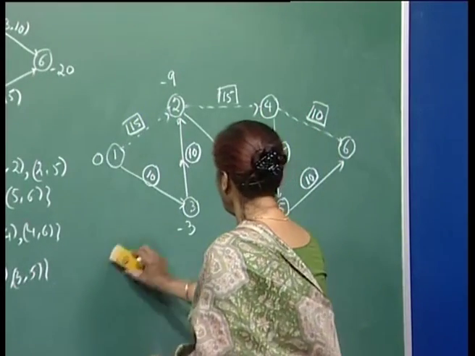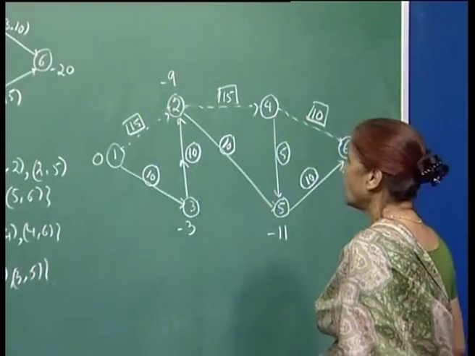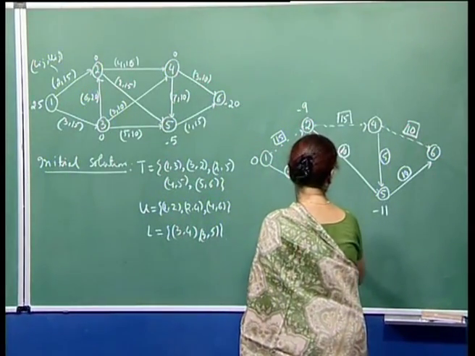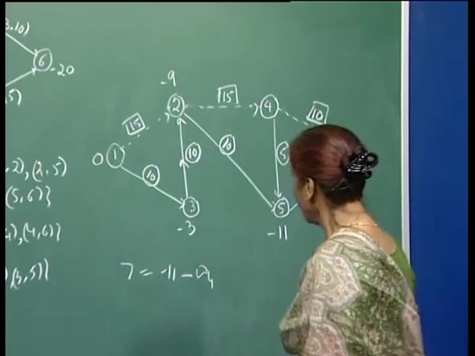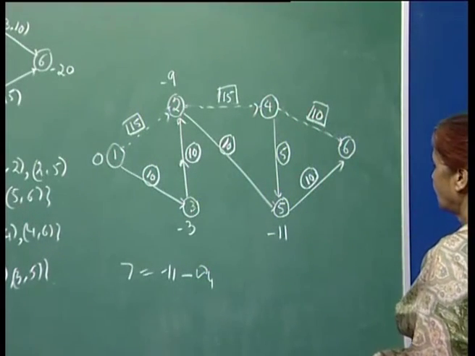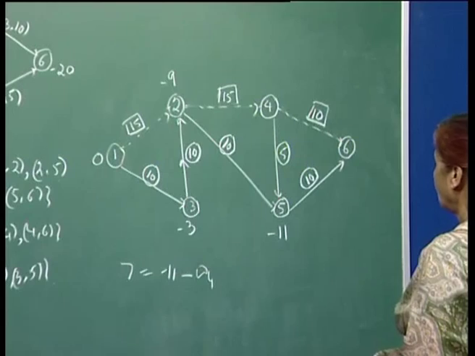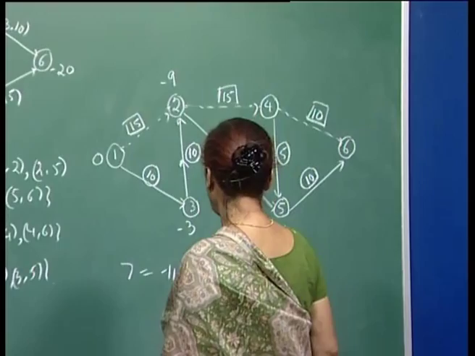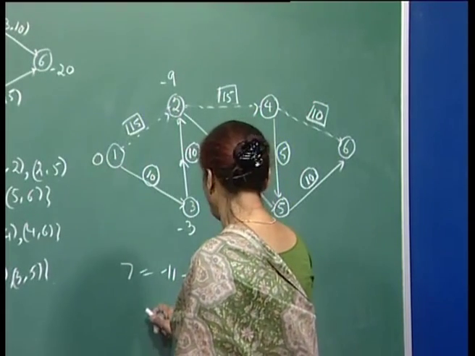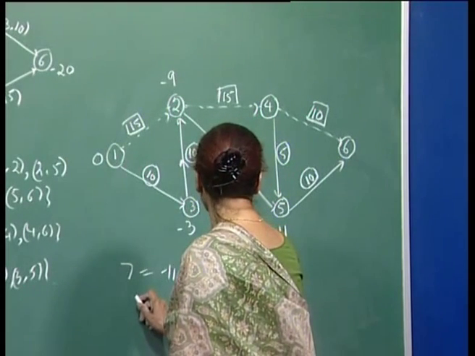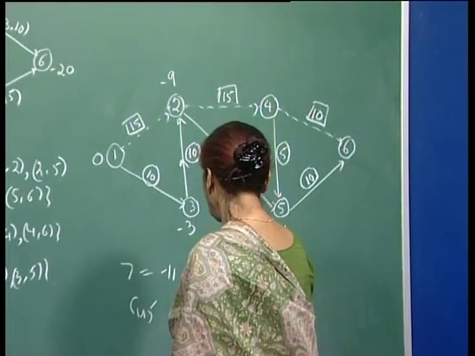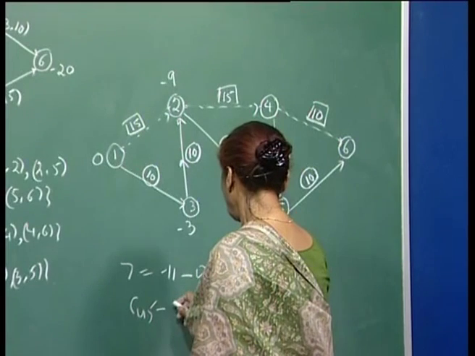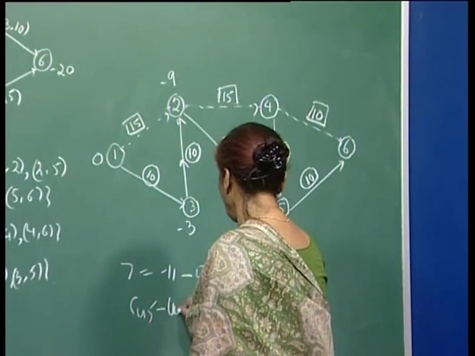And for this one, again you'll have to write out 7 is equal to minus 11 minus W4. So that gives you W4 as, no, something is wrong, because, yeah, so W4 is minus 18. Let's see, let me write it again. See, what we are saying is C45 minus W4.